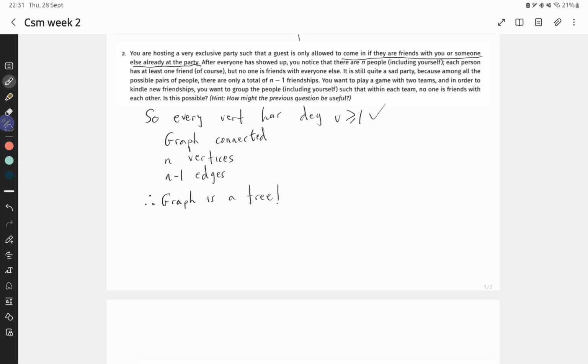And trees are lovely because we can do lots of things with them. So then it says you want to play a game with two teams, and you want to group them such that within each team, no one is friends with another. Again, translating this into the language of graphs: within each team, no edges, only between teams.